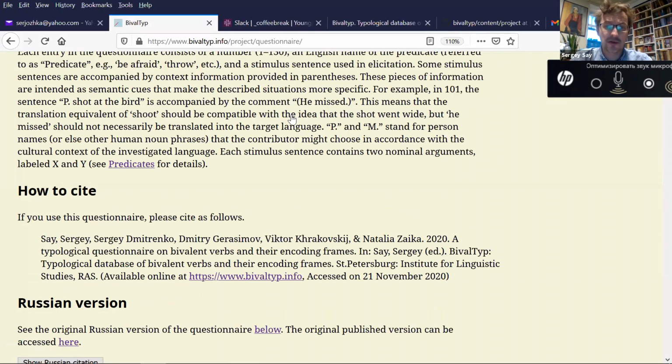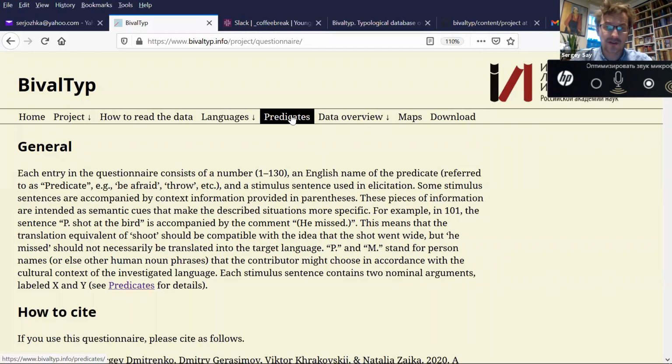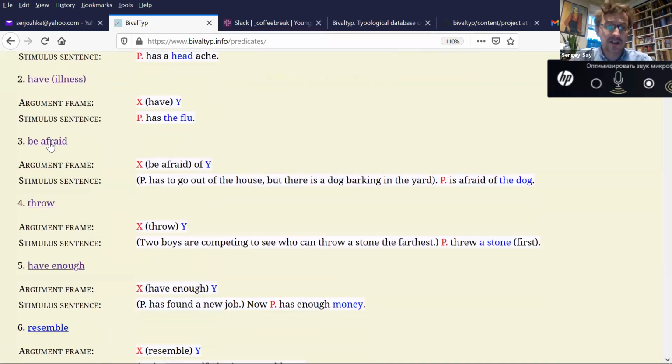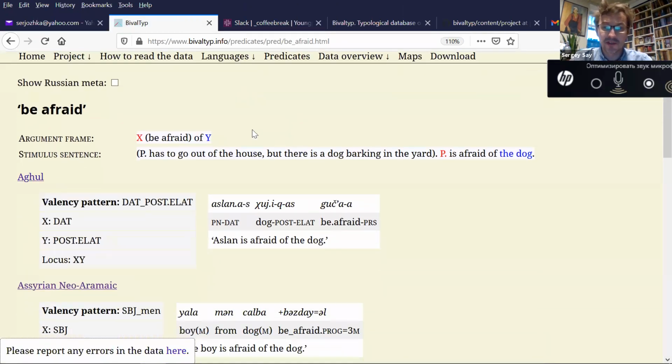Basically, similar information is also shown in the section devoted to predicates, which is handy in that it explicitly indicates which argument is a priori considered to be the first argument or the second argument. So, for example, in the case of feel pain, the first argument is the experiencer, such as Peter has a headache. Peter is the first argument, and head is the second argument. And for each verb, you can explore the ways the 2 arguments are encoded in the languages of the sample.